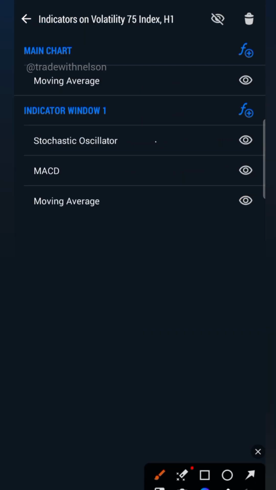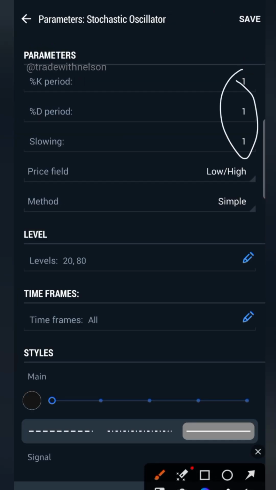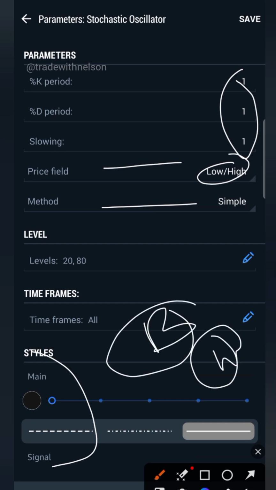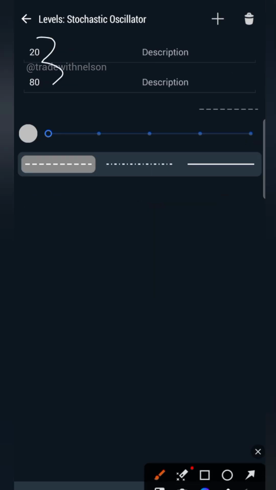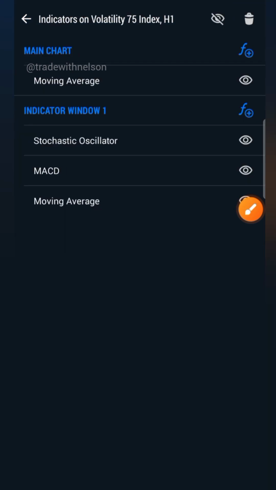The next indicator is the stochastic oscillator. To select that, click on this F icon on the main chart and search for your stochastic oscillator. Make everything 1, make this low, high, method simple. And for the style, make it the color of your background. If your background is black, make it black, and if yours is white, you make it white. The main thing we need here are the levels. Click on this pen icon, make it 20 and 80, color of your choice, 2px. After that, you click on save.